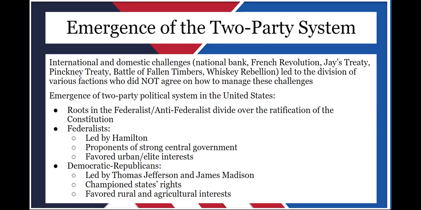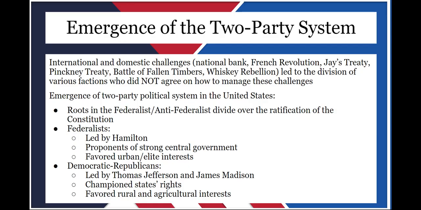So the emergence of the two-party political system in the United States really has its roots in the Federalist and anti-Federalist divide that we talked about in the last video over the ratification of the Constitution. So the Federalists, led by Hamilton, were proponents of very strong central government. They were favored by the urban dwellers and definitely elite interests, the interests of the wealthy, whereas the Democratic Republicans, and those would have been many of those former anti-Federalists, Democratic Republicans were led by Thomas Jefferson and James Madison.